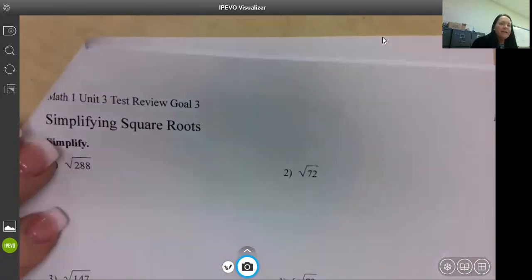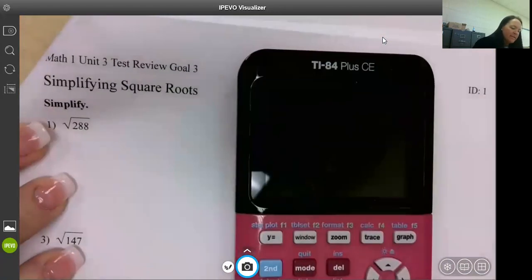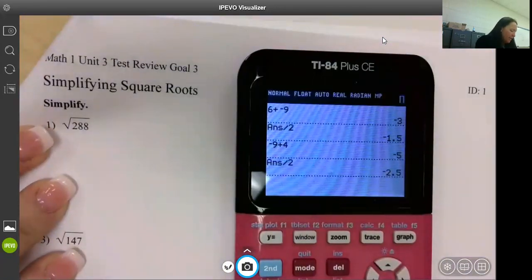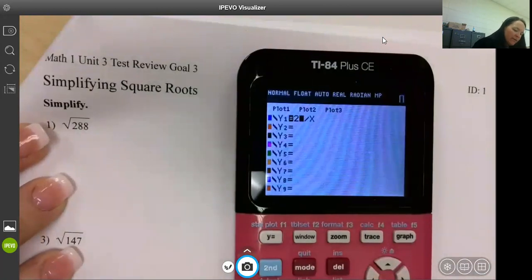Now we're going to review simplifying square roots. It'll be goal 3 on your test for unit 3. All you need to do is break down 288. And remember, I showed you guys how to do that on your calculator.